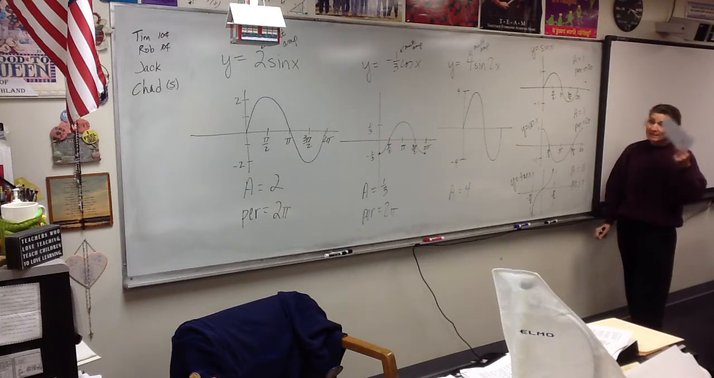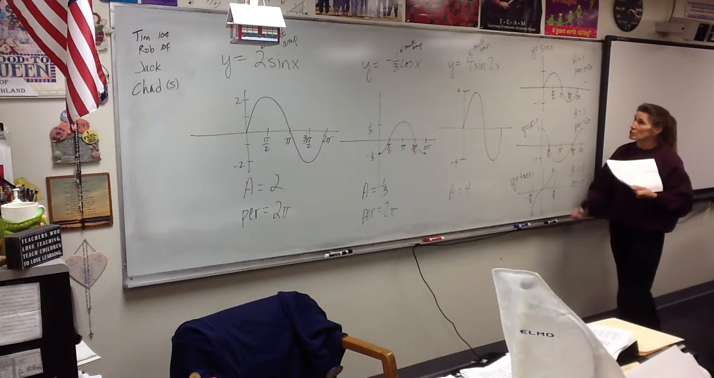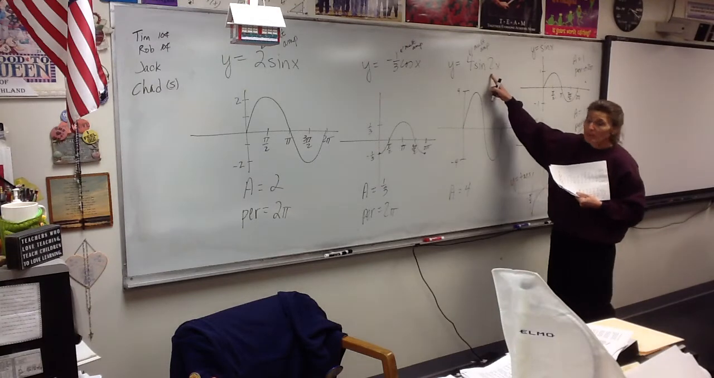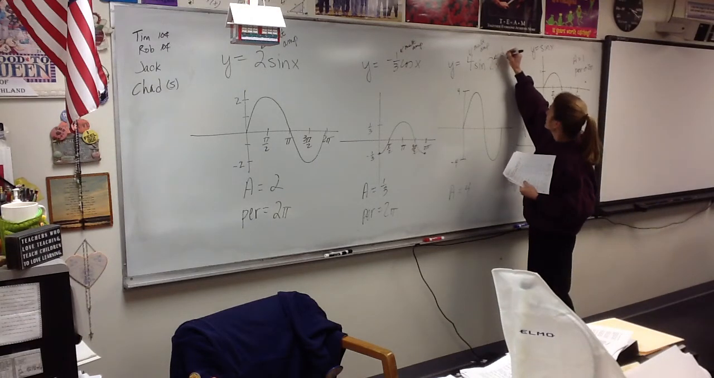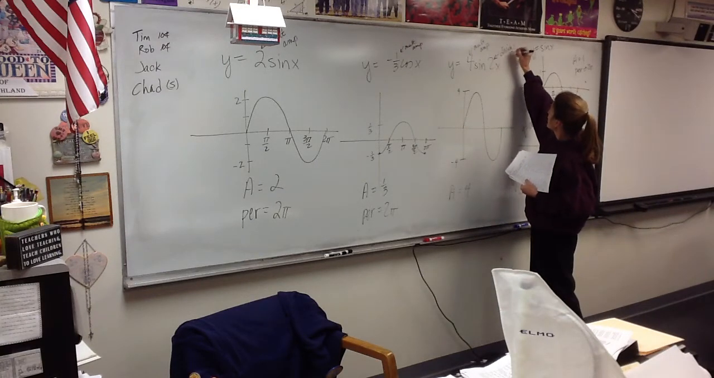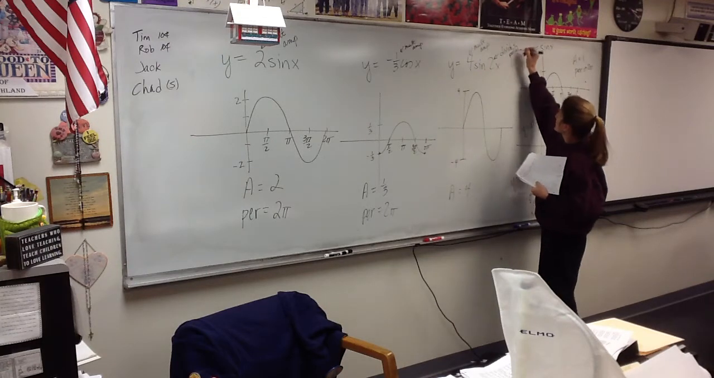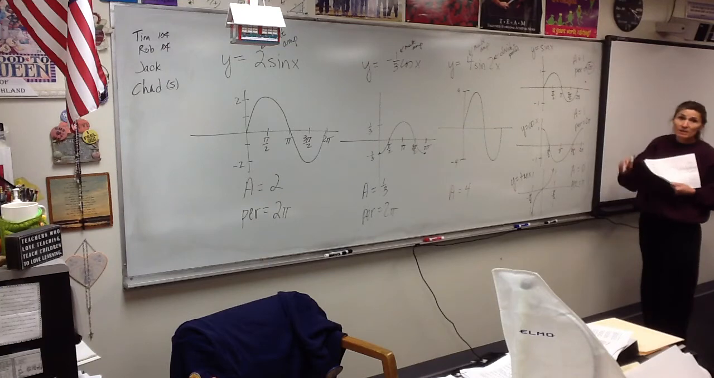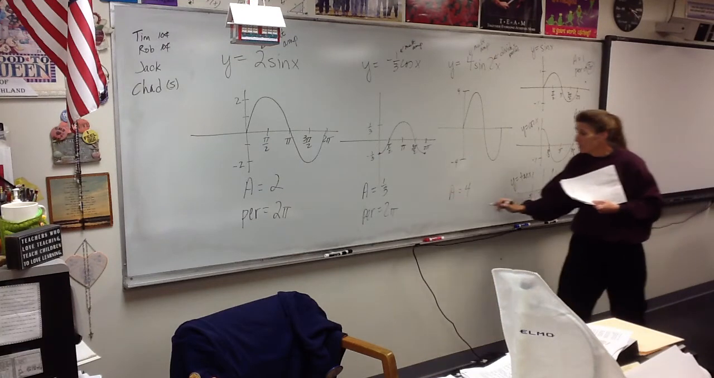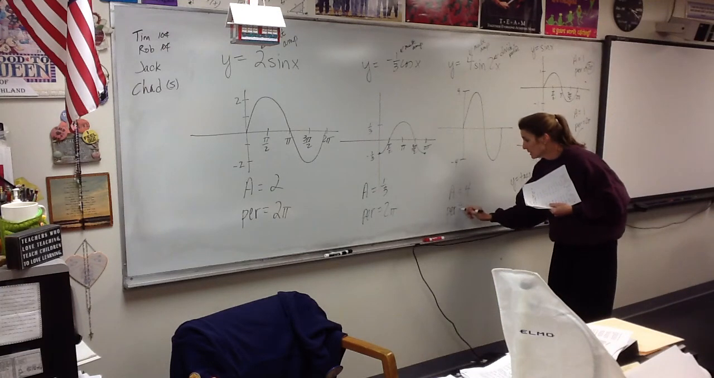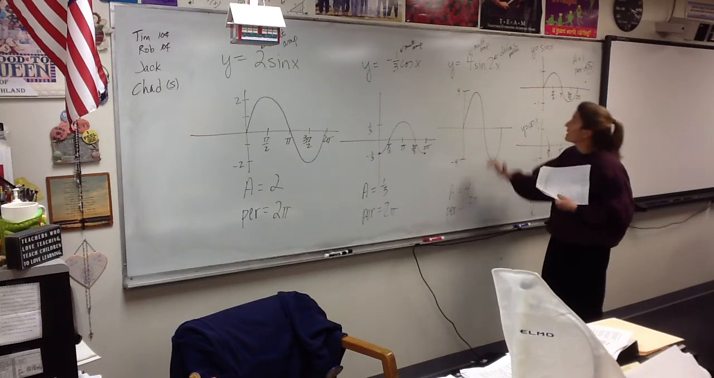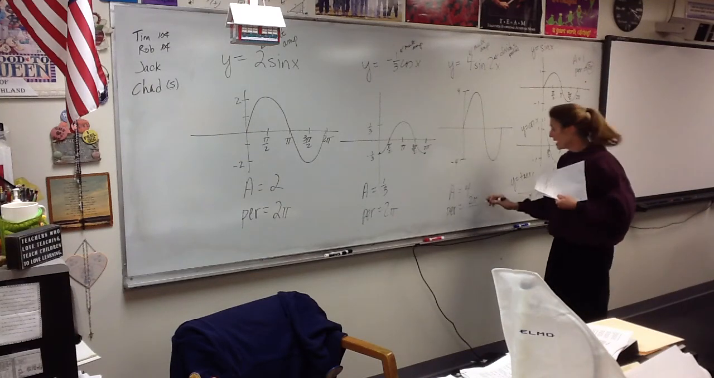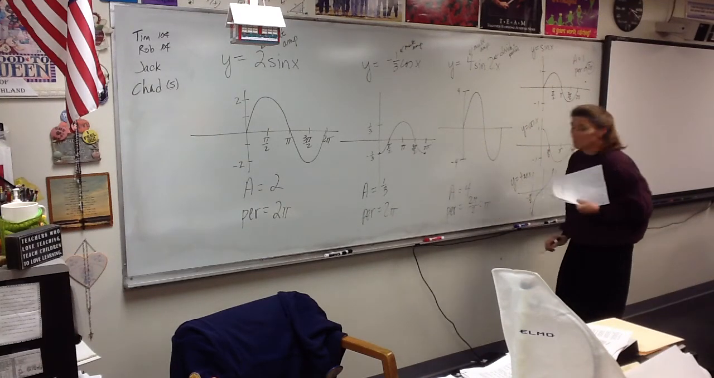My period has been changed. We snuck a number in here. This number divides the period. Now, your period is supposed to be 2 pi. So your new period will be 2 pi divided by 2, which is pi.